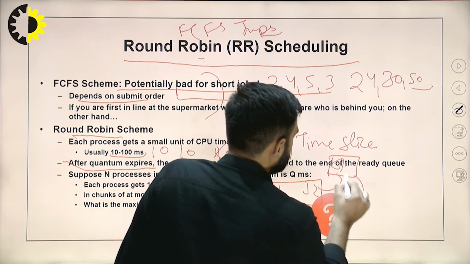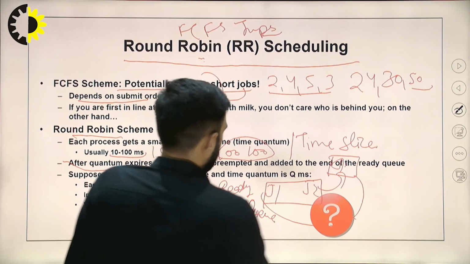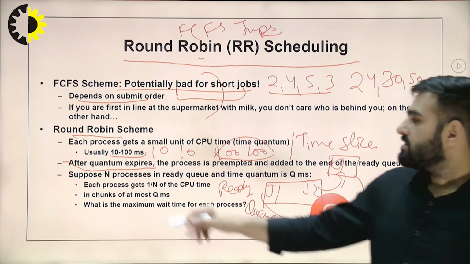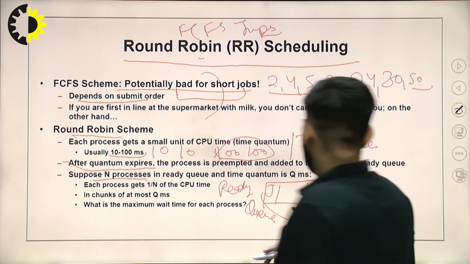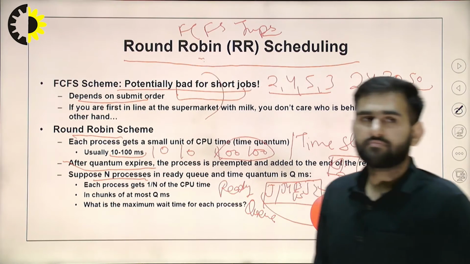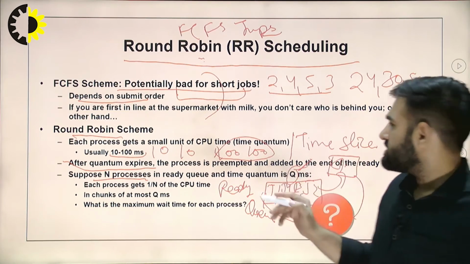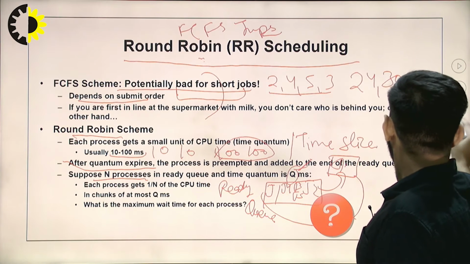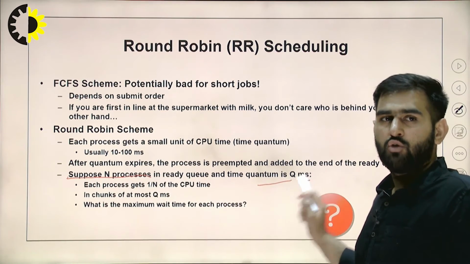Now job J2 will get the chance. This is the ready queue. After the quantum expires, the process is preempted and added to the ready queue. Suppose we have n processes, maybe 5 processes in the ready queue: jobs J1, 4, 3, 5, right? And the time quantum is q seconds, some seconds, 10, 20, 30, 40 seconds. So we have n processes with some time quantum q seconds.